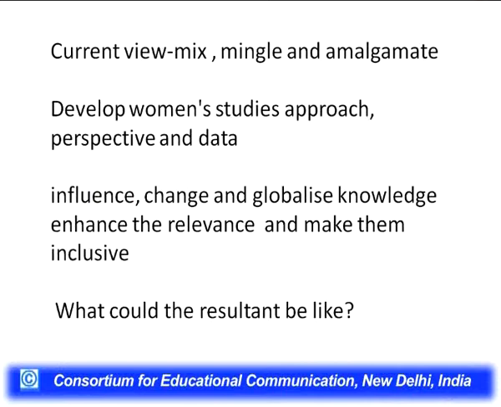So the current view is one of mix, mingle and amalgamate. It is not enough if you just mix them, somewhere women exist, somewhere men exist, and nothing happens. Now you join them up, integrate them, mingle them. When you mingle them, you get an amalgamated answer, like in chemistry. When two or three elements go into an equation, ultimately what you get is a combined product. The same way, you will get a combined product as a result of this combination and mixing.